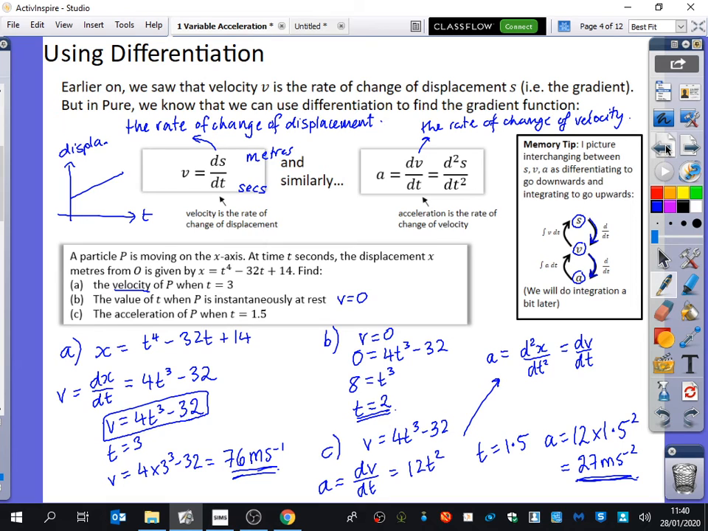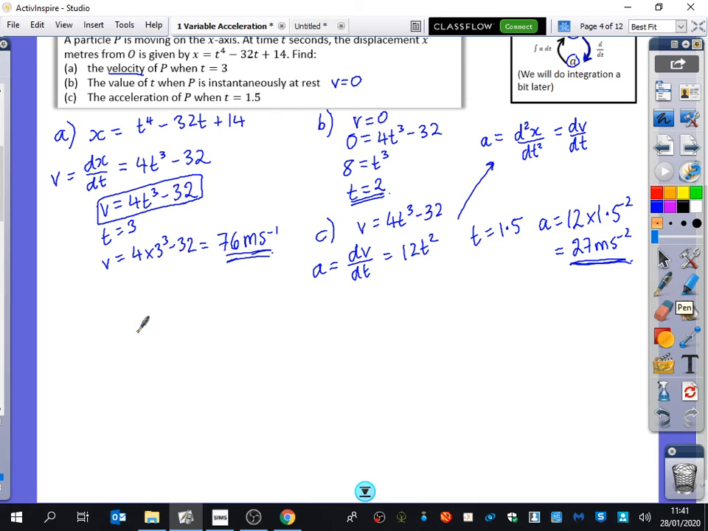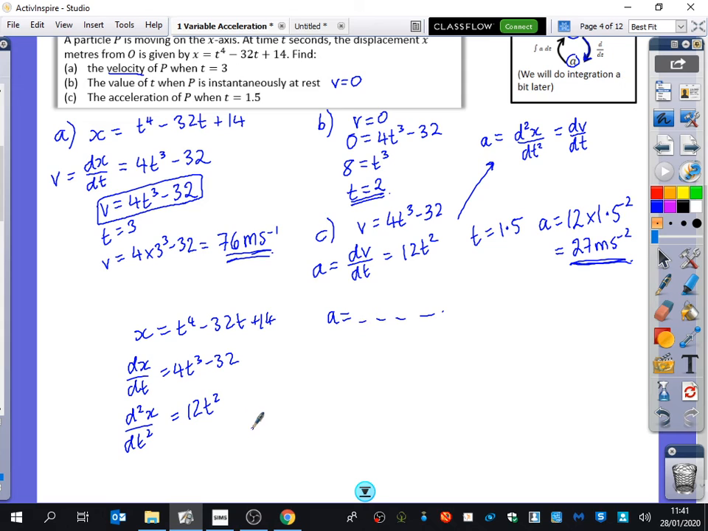So if I had this thing that I was told, while I'm just on that bit, imagine they didn't ask me about the velocity. If x was t to the 4 minus 32t plus 14, and they said find out what the acceleration is, we would differentiate it and get 4t cubed minus 32. And then we would differentiate it again, and you know that notation from Mr. Udin, right? And you would get this here. So this one is the displacement that they told us. This one is the velocity, and this one is the acceleration.